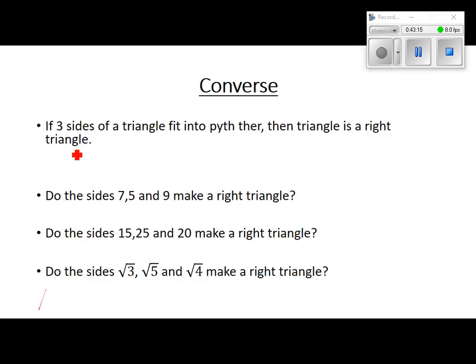All right, write this down, the converse of Pythagorean theorem. We did some of this last time. If we're trying to prove that a triangle is a right triangle, we're going to use Pythagorean's theorem, but we are going to just plug in all three numbers.